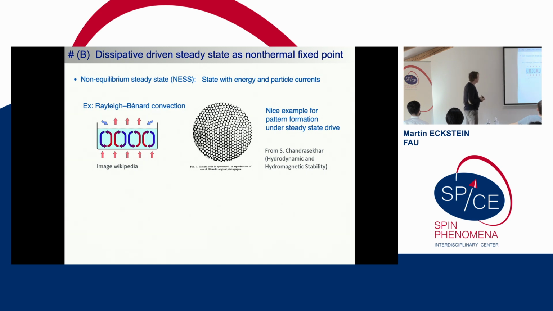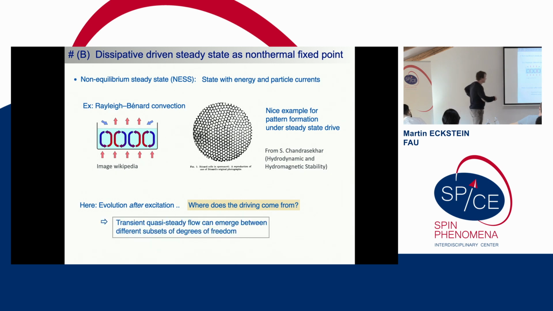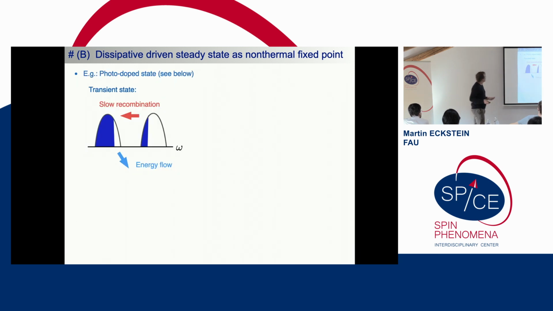Now, in the beginning, I said that what I'm interested in is relaxational dynamics, not driven dynamics. So you can ask what's the meaning of the driving in this situation. And I think what I have in mind here are, as I said, transient quasi-steady flows that emerge because energy or particles flow between different subsets of degrees of freedom. So for instance, let me go to this photo-doped state, which I already drew, where I have particles up here. The relaxational dynamics will be that these particles go back by recombination. The energy goes somewhere else: phonons, magnons, whatever.